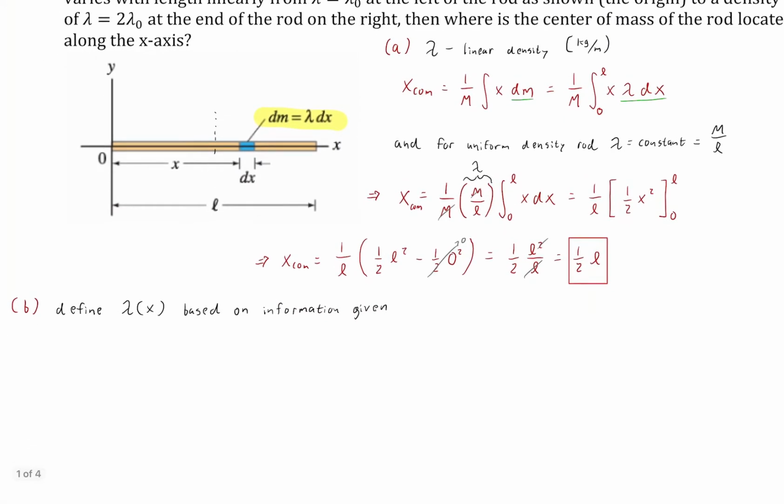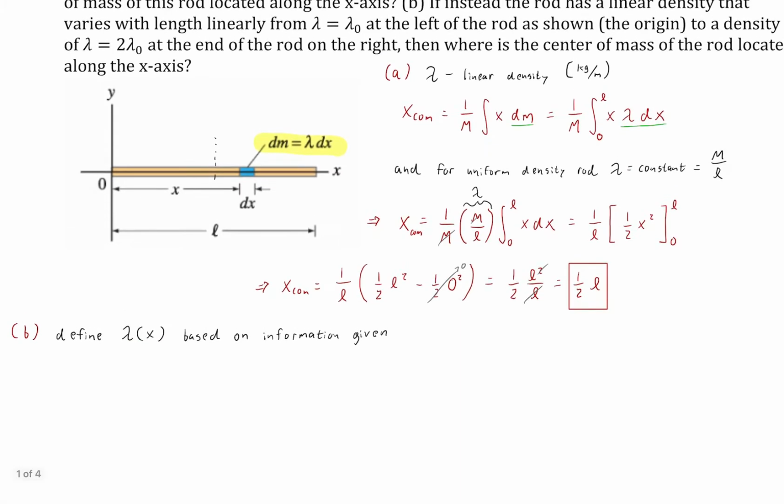First we want to do something that's interesting and potentially tricky, but I think I'm going to explain it in a way that you'll see that it really isn't. We need to find the actual function of lambda based on the information we're given. Because we were just told two bits of information: what lambda is at one end and what it is at the other end. So here's the result. This is the actual function of lambda, lambda as a function of x.